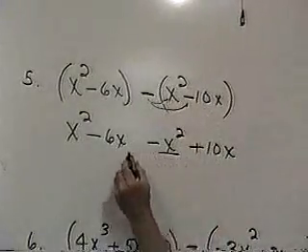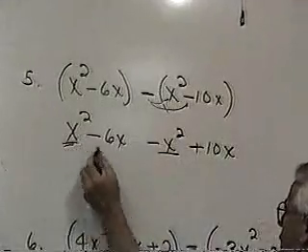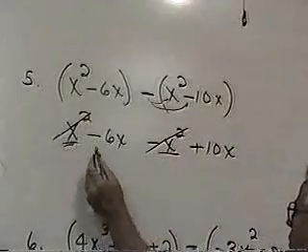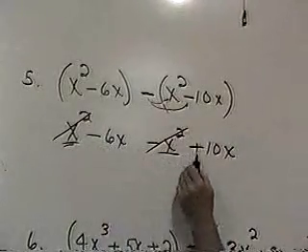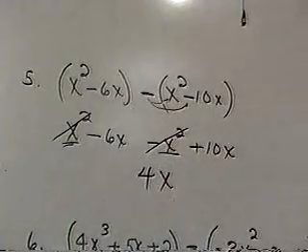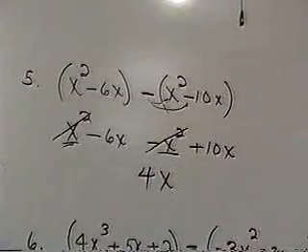Now we add apples to apples. We have a plus x squared and we subtract an x squared, so that drops out. We have a minus 6x and a plus 10 of them. So that final answer is a plus 4x.